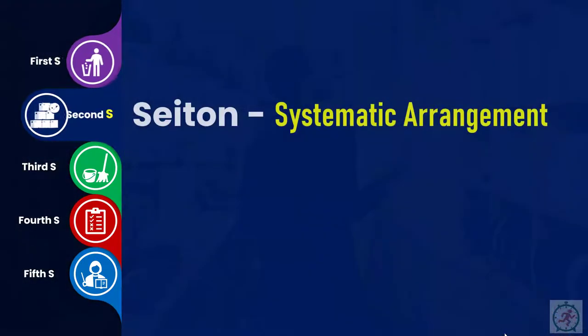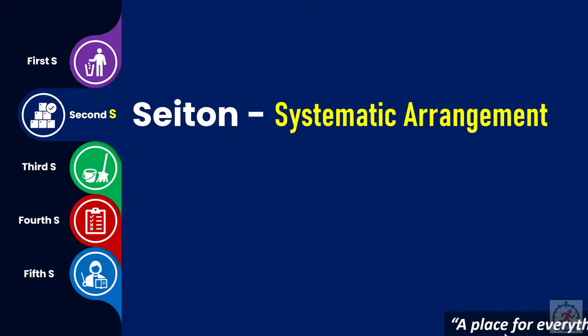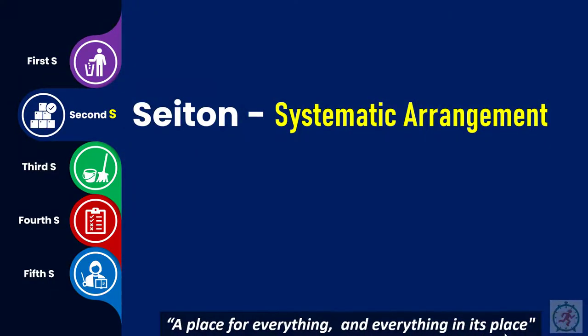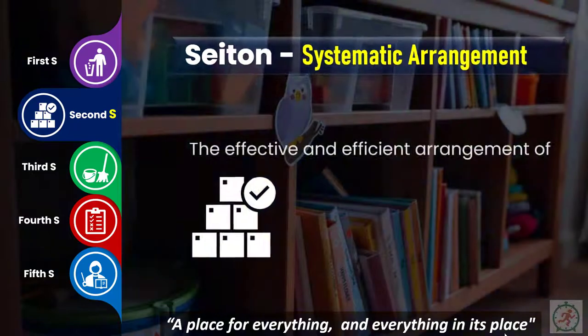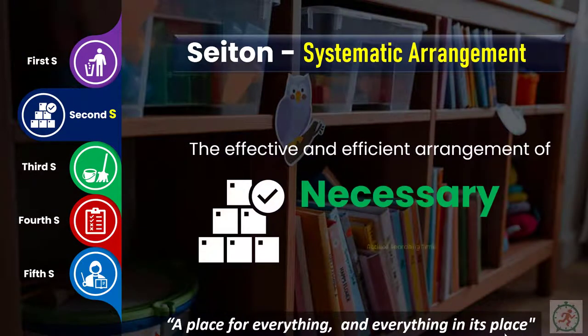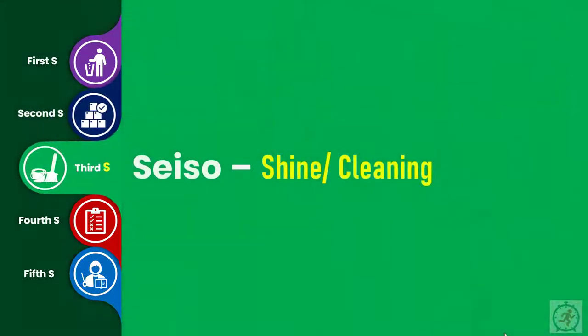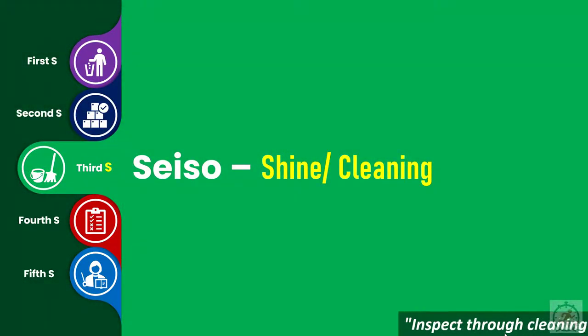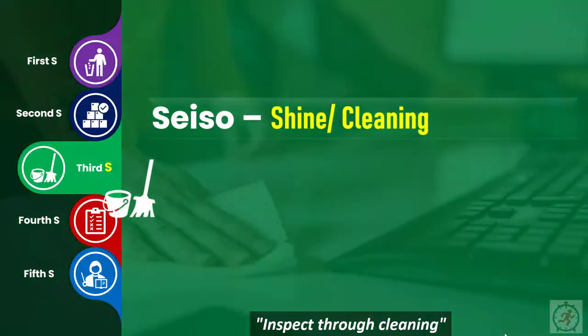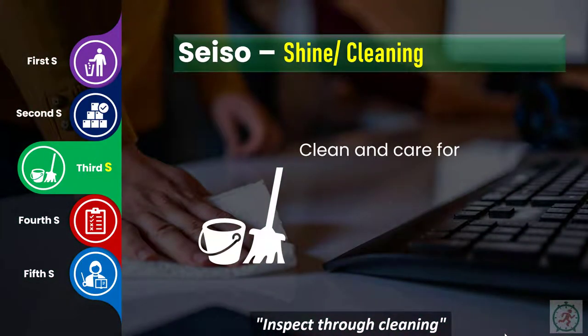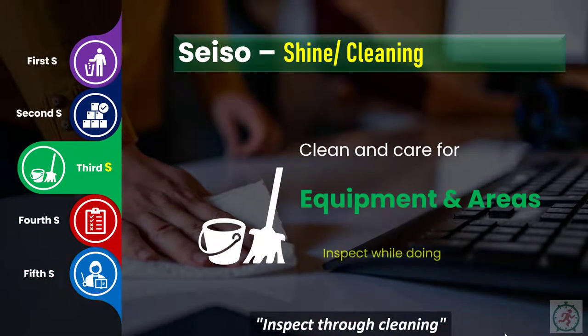The second S is seitan. It means systematic arrangement. The effective and efficient arrangement of necessary items to reduce searching time. The third S is seizo. It means shine, or you can say cleaning. Clean and care for equipment and areas, and inspect while doing so.